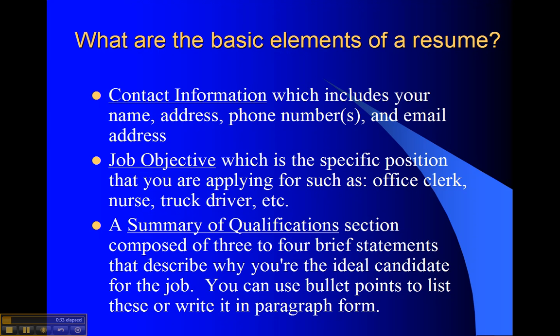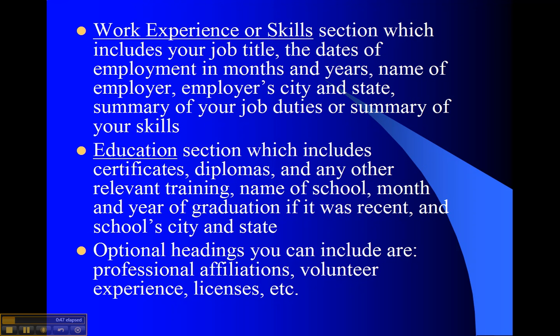Third, include a summary of qualifications section. This is composed of 3 to 4, even 5, brief statements that describe why you're the ideal candidate for the job. You can use bullet points to list your summary or write it in paragraph form. Now, depending on whether you use the functional or chronological resume, and this will change, you're going to include the work experience or skills section.